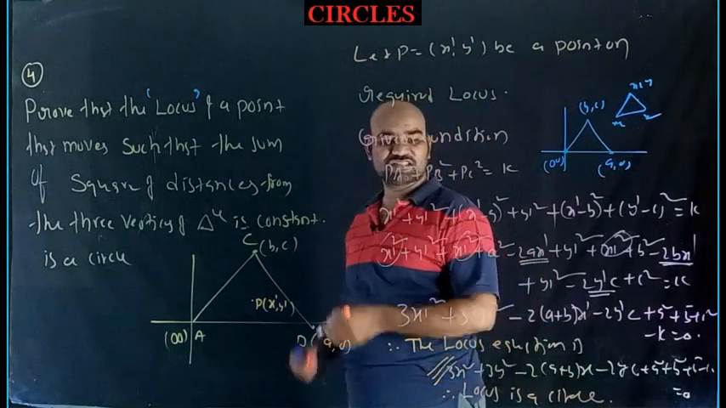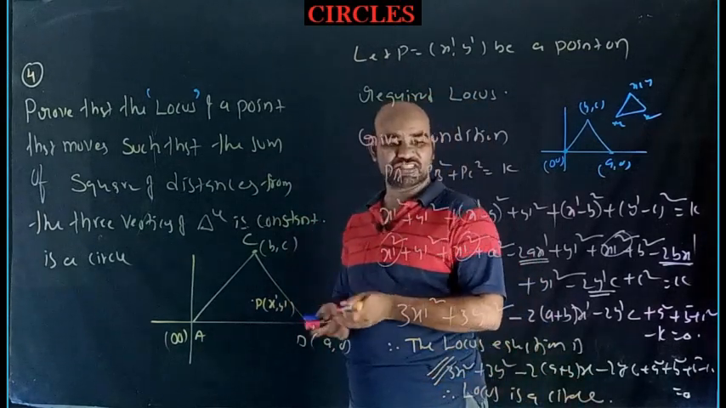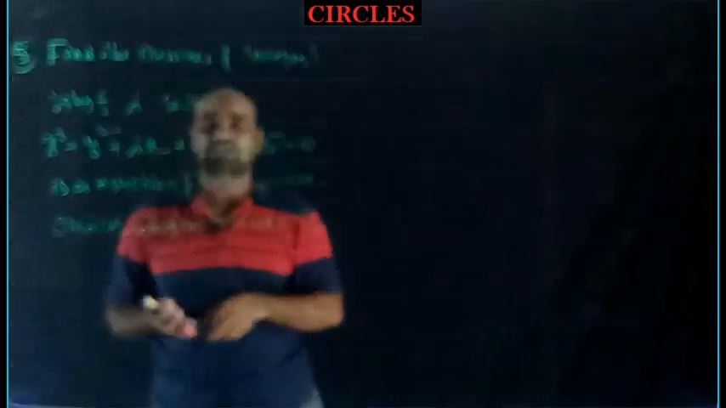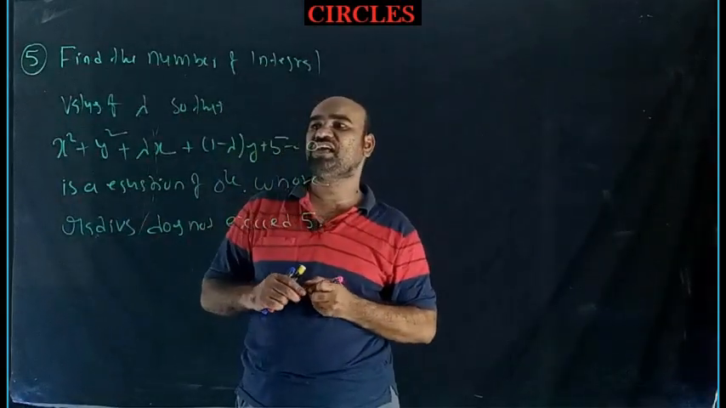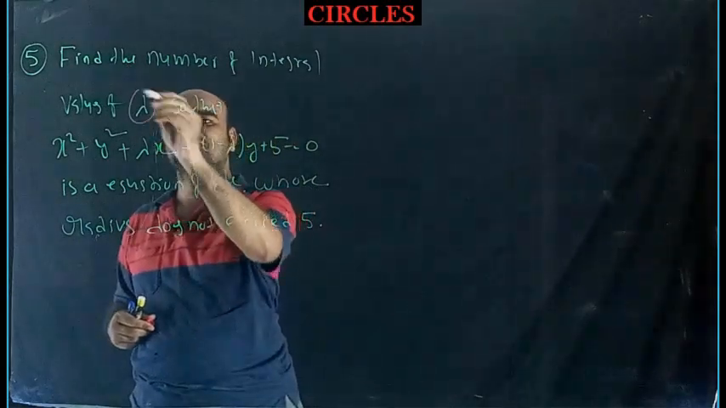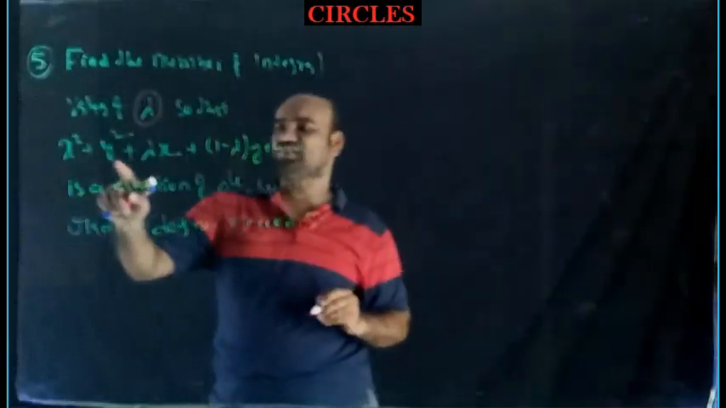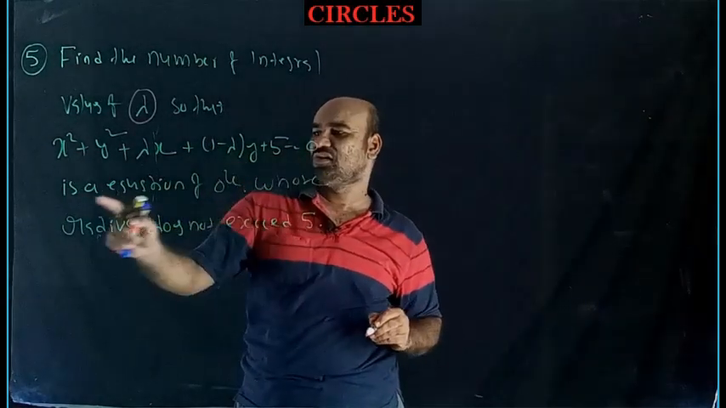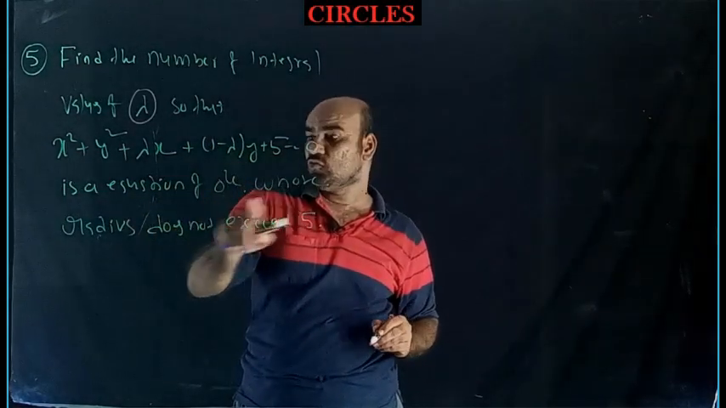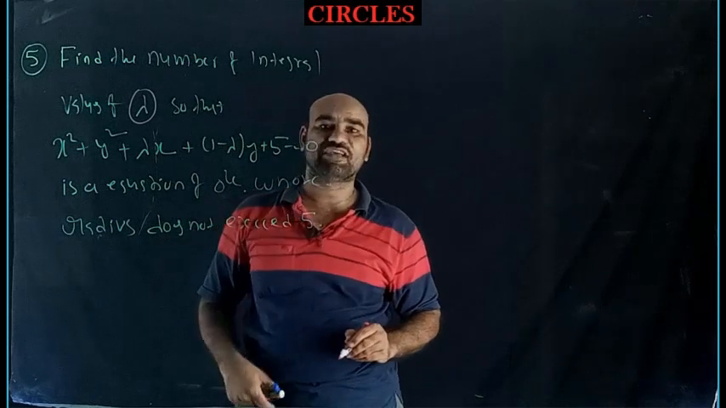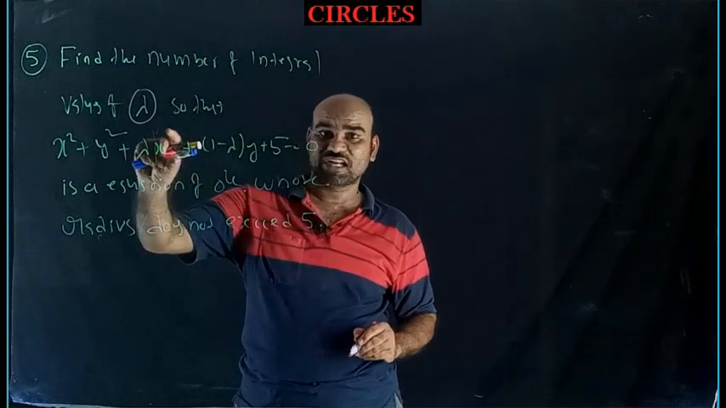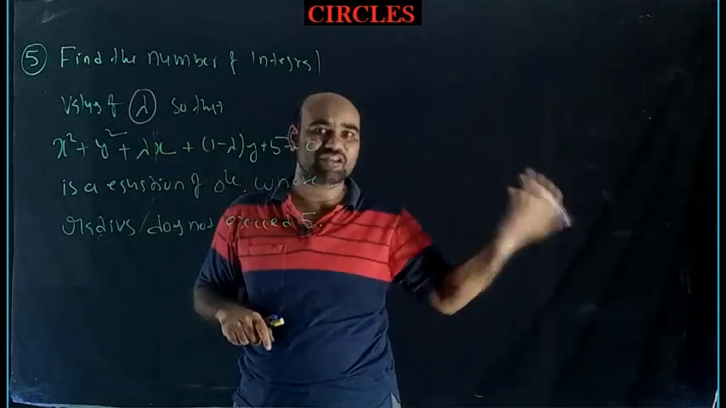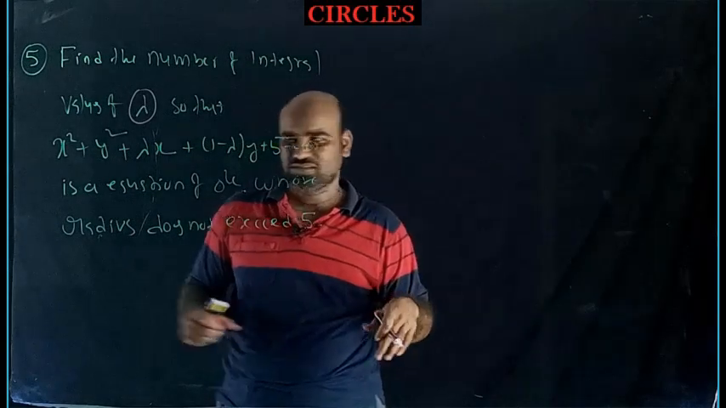Sometimes we want to find what is the center of that circle, what is the radius of the circle. That is not a big problem. Fifth problem: find the number of integral values of lambda so that x square plus y square plus lambda x plus (1 minus lambda) y plus 5 equal 0 is the equation of a circle whose radius does not exceed 5. Radius of the circle does not exceed 5 means it is not more than 5, maybe 5 or below 5. Solution.